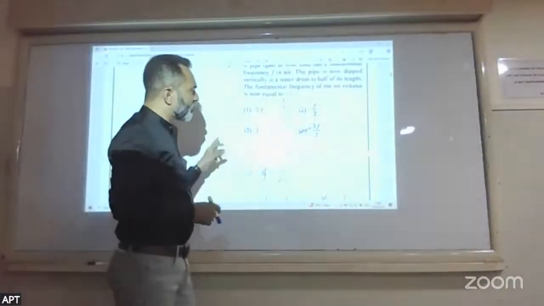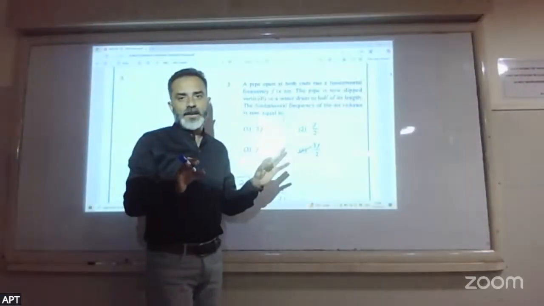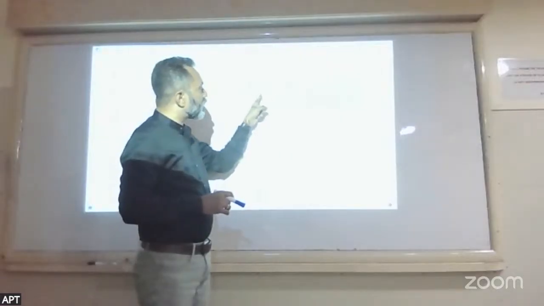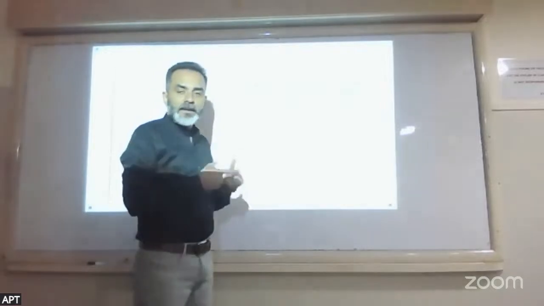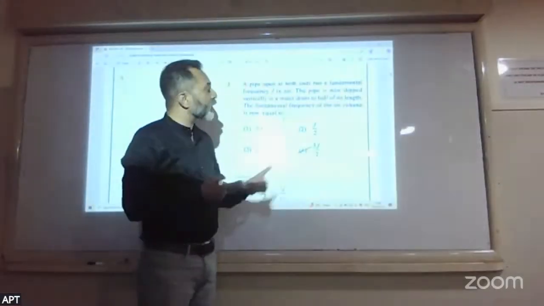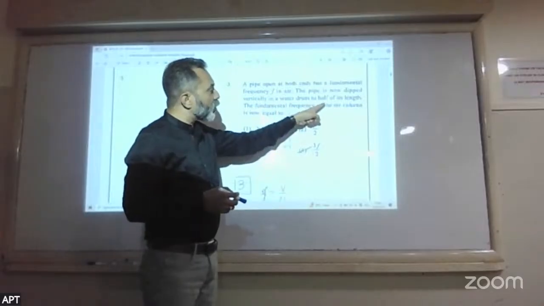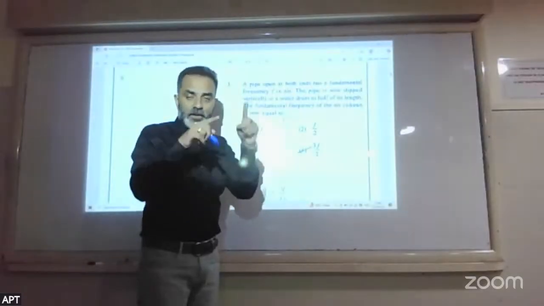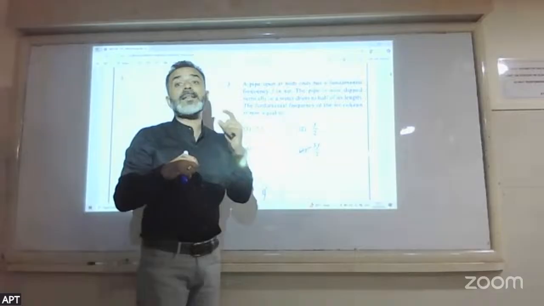This was a pretty simple question from waves. The easiest question that you can have. The question says a pipe open at both the ends has fundamental frequency F in the air. Pipe open at both the ends, the fundamental frequency is V by 2L. Then the pipe is now dipped vertically in water to half its length. When you insert that pipe, open at both ends, in the water, then it becomes a pipe closed at one end, with the length becoming half.